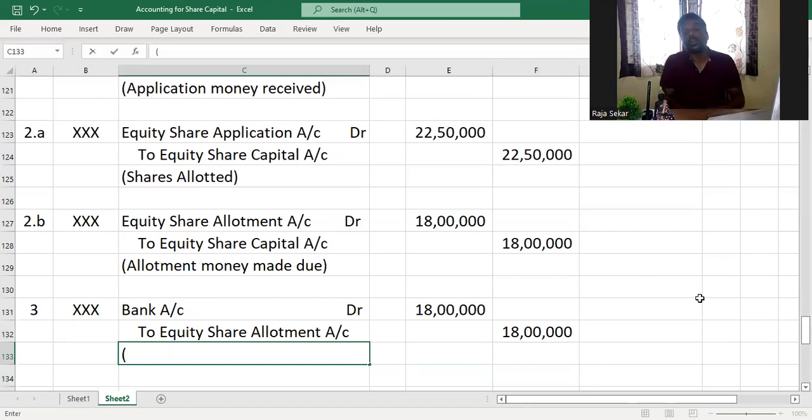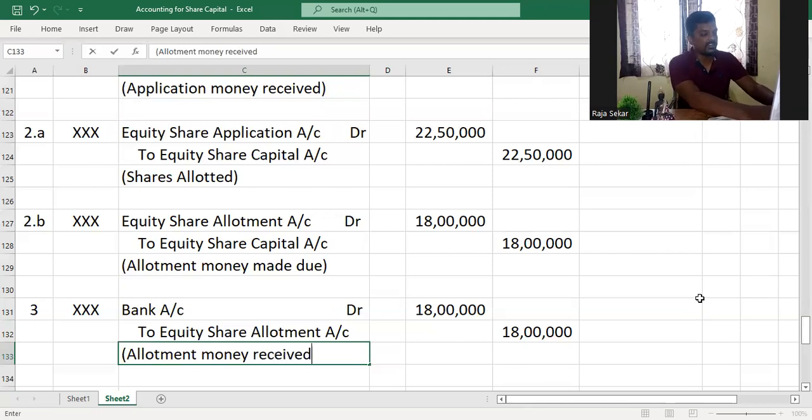As there are no defaulters, as there are no calls in arrears, the company would have received the full 18 lakh. Now you might ask me how I am deciding that there are no calls in arrears, so nobody has defaulted. In case there were calls in arrears, or if anyone had defaulted, the question would mention that. In this question, there is no mention of anyone defaulting on any calls or installments, and therefore we are assuming that everyone paid up on whatever call was made.